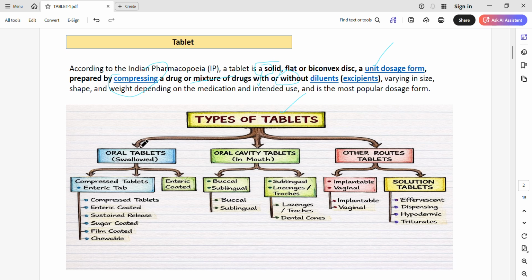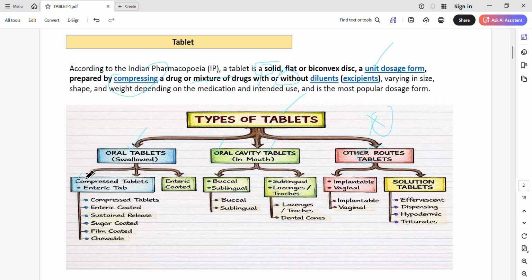Mainly, we categorize them into three types. One is the oral tablet, which is swallowed into our body. Another is the oral cavity tablet, which is put in our mouth and not swallowed; it stays only in the oral cavity. The other is the other routes, which are different from the oral route.